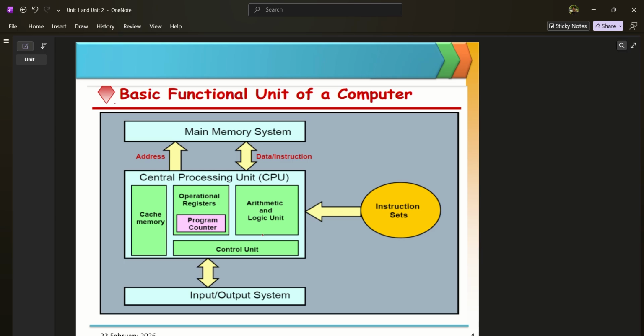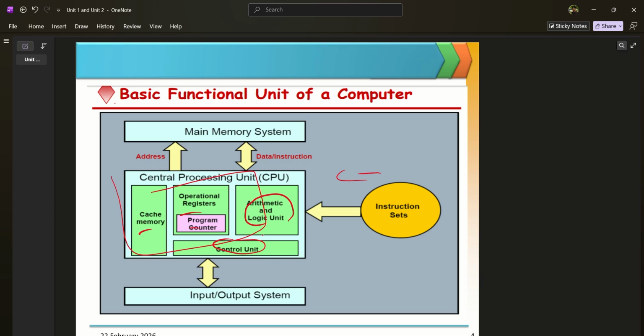In this, the instruction sets are given to the central processing unit. The central processing unit contains a set of components, such as cache memory and operational registers, inside which we have the program counter, and then a logic unit and a control unit. We'll be learning all about these in detail in subsequent slides.